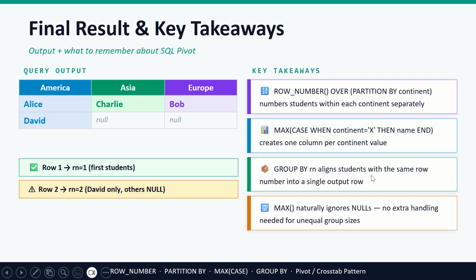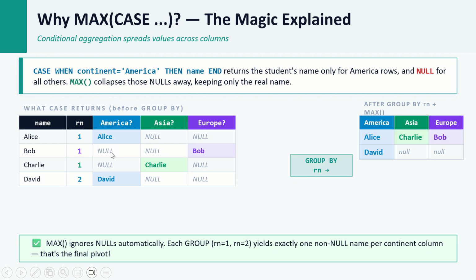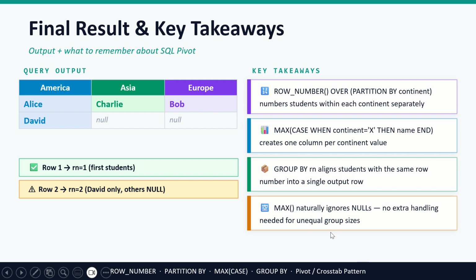Group by aligns students with the same row number into a single output row. Max naturally ignores null, so no extra handling is needed for unequal group sizes. As I mentioned, if you see this, there are many nulls. So max automatically ignores nulls, and there is no extra handling needed for unequal group sizes, because the group size was unequal here. For America there are two names. For Asia and Europe there is only one name.